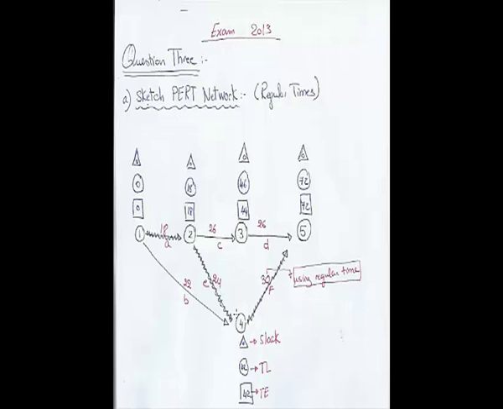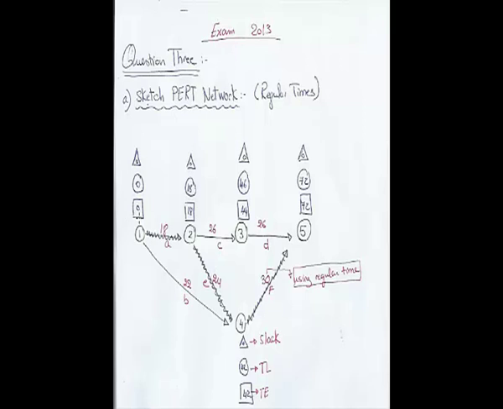And activity E connects 2 and 4. And D connects 3 and 5. And activity F connects event 4 and 5. And here the regular days are written above the activity.